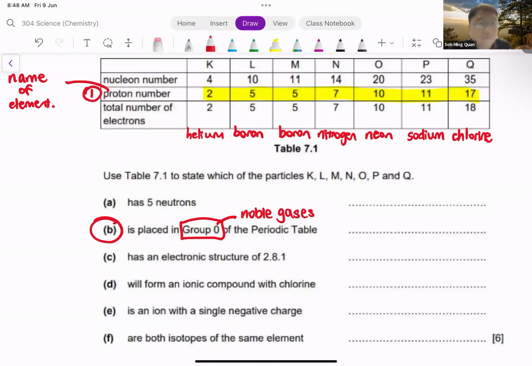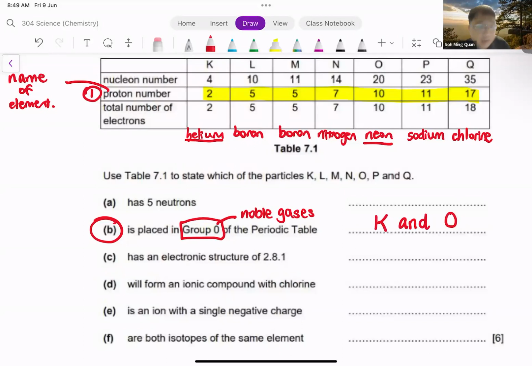So based on the names of the particles so far, which particle is found in group 0? There is actually more than one answer, right? If you look at the names of the elements which you have identified based on the proton numbers, you realize that helium is in group 0, on the right-hand side of the periodic table. Neon is also in group 0. It's also a noble gas. Therefore, there are 2 answers: K, which is helium, and O, which is neon. All right. So just based on the names of the elements, you can easily work part B out.